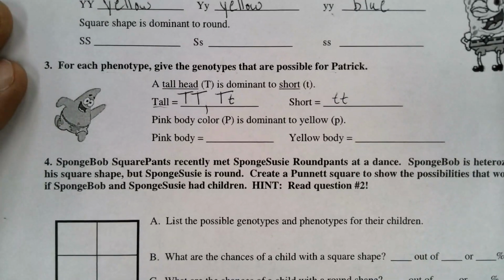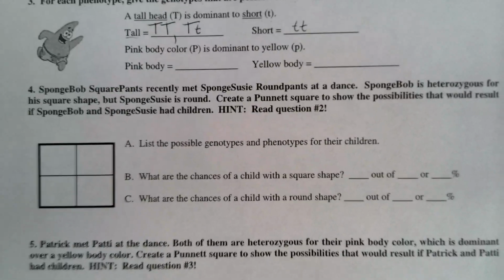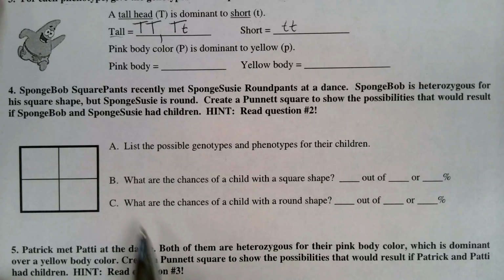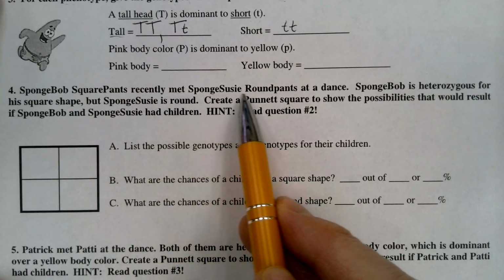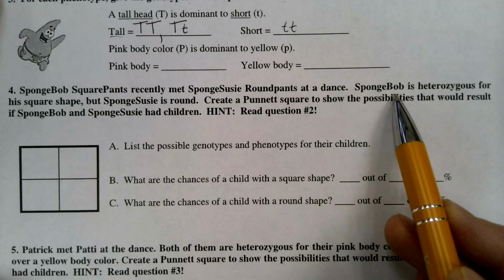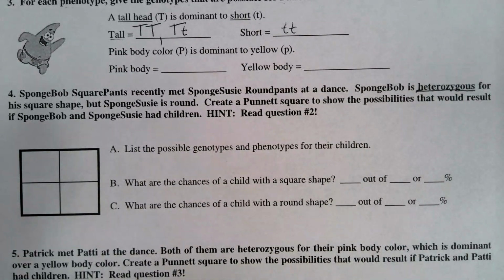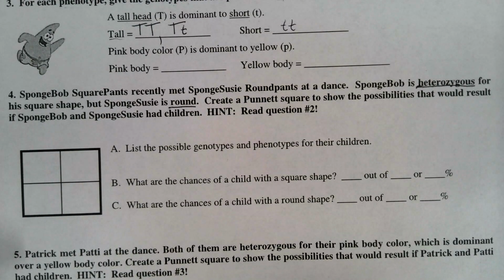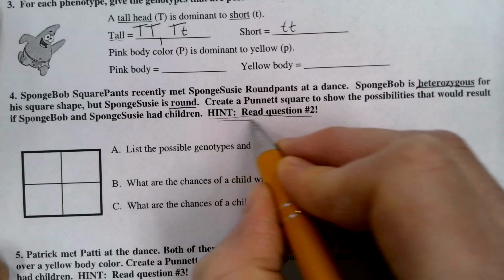With that in mind, we're going to start right here. Let me adjust my camera so I can get everything on the screen. Let's look at number 4. It says SpongeBob SquarePants recently met Sponge Susie Roundpants at a dance. SpongeBob is heterozygous for his square shape, but Susie is round. Create a Punnett square to show the possibilities that would result if SpongeBob and Sponge Susie had children. The hint says read question 2.